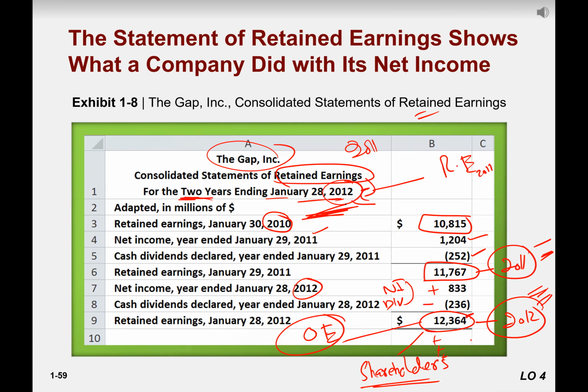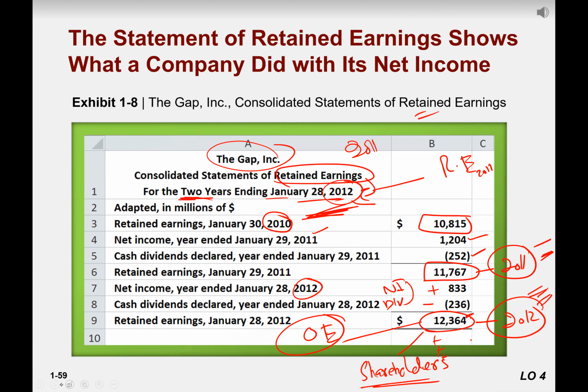Everything is clear? Yes, it's clear. Yeah, it's clear. Yes. Yeah, more or less.